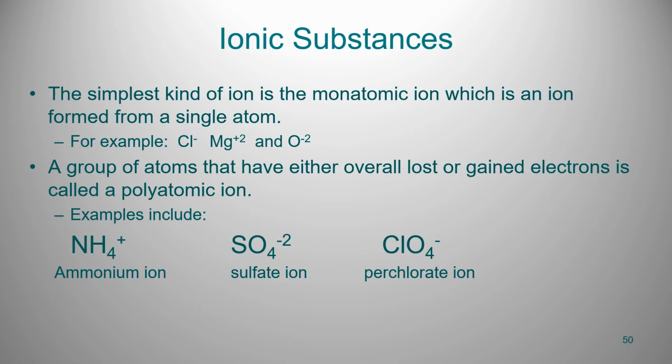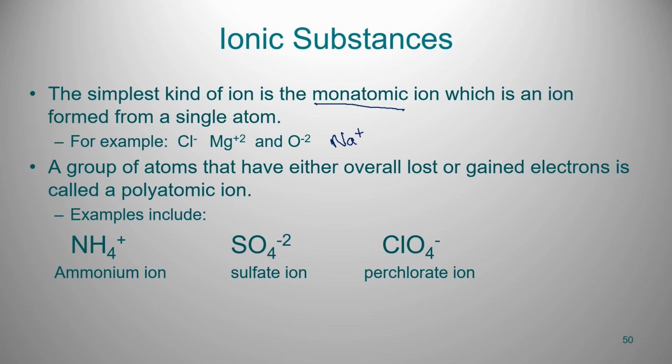So to complicate things even more, we have other ionic substances. All the ones we've talked about so far are called monoatomic. Monoatomic meaning one atom. Chlorine, Cl negative, Mg plus 2, O negative 2, sodium plus. They're all single atoms. And those are the ones we've been talking about so far.